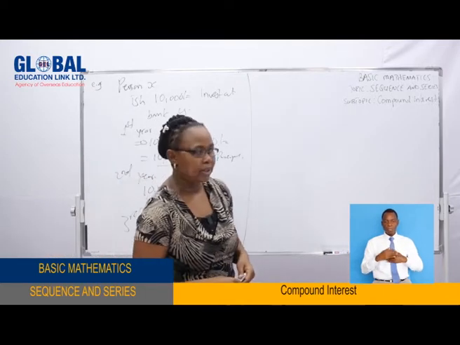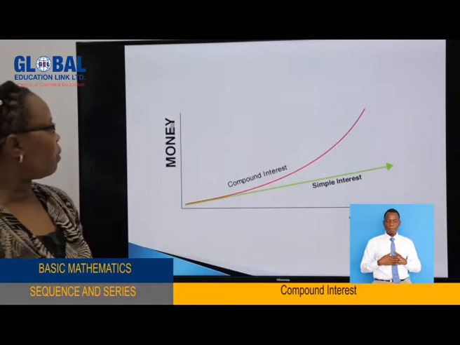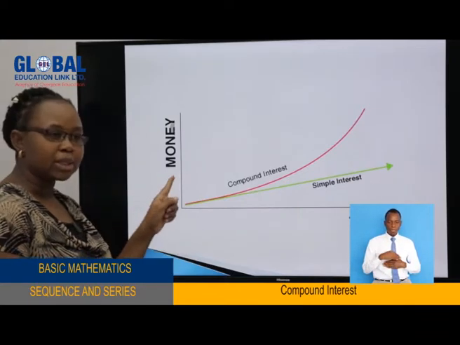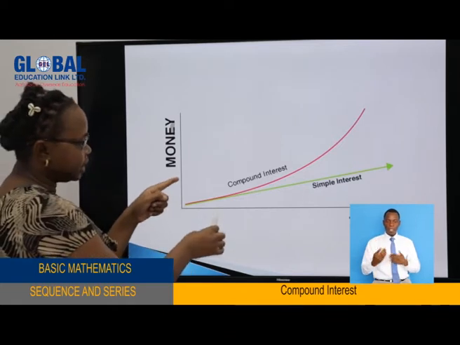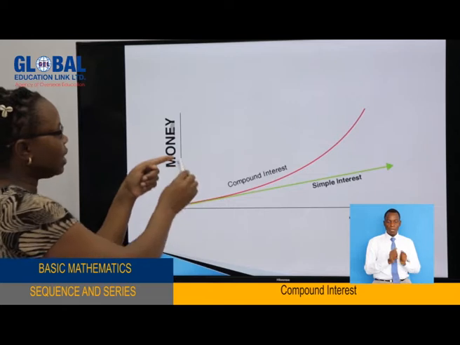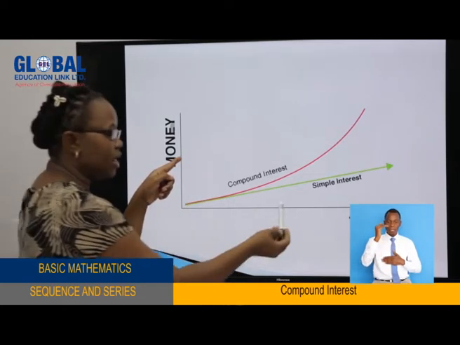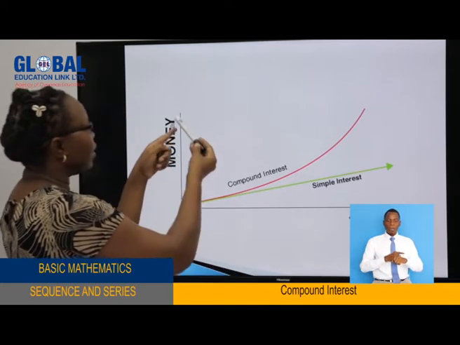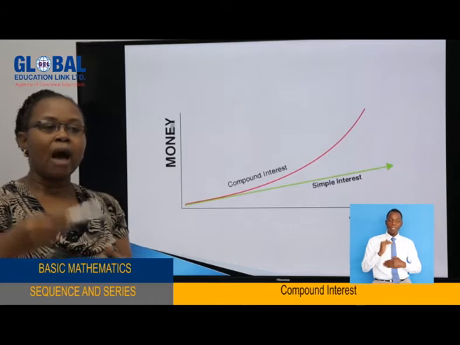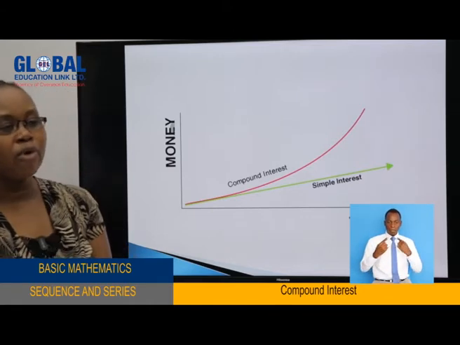My dear students, from that example, in the first year the amount of money was 10,000, and when it comes to the second year, the amount of money increases as the time increases. In the third year, the amount of money also increases. So the amount of money increases as you increase the number of years.